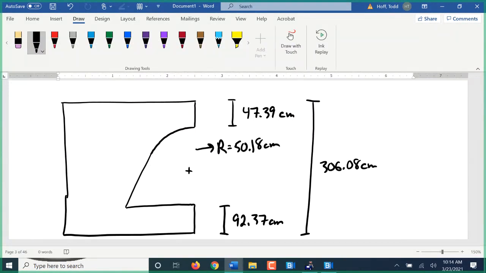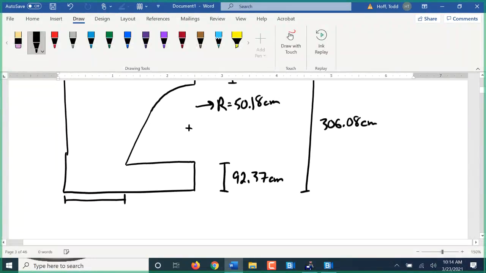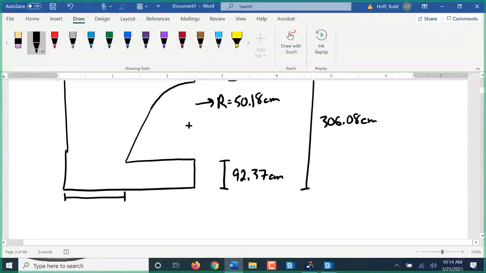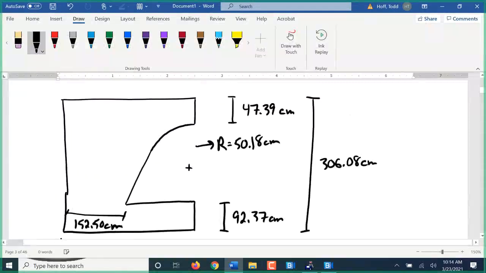What I want to find, and of course the distance from here to here, up top here. This distance here to here is 152.50 centimeters. The overall distance down here is 282.43 centimeters. What I want to find here is this angle here, angle X.